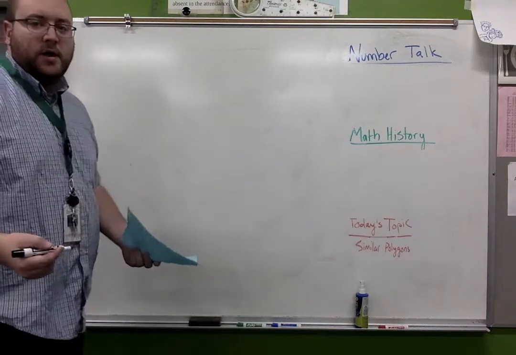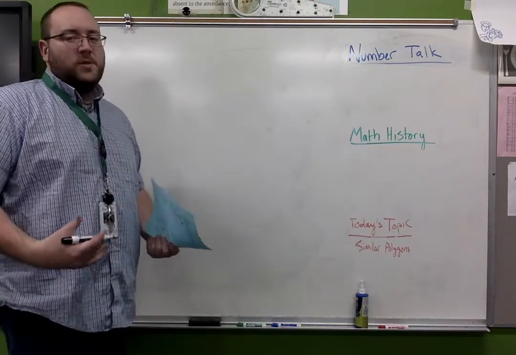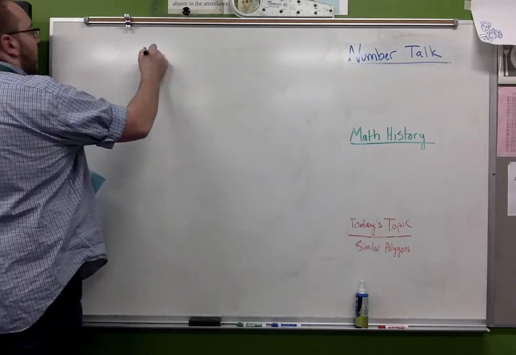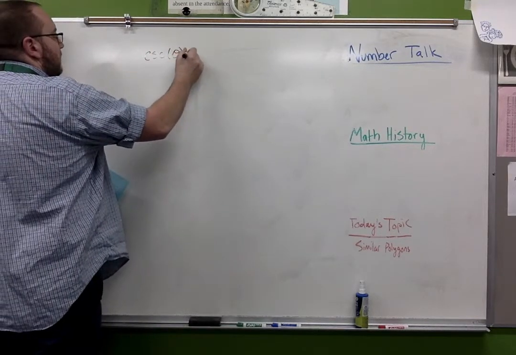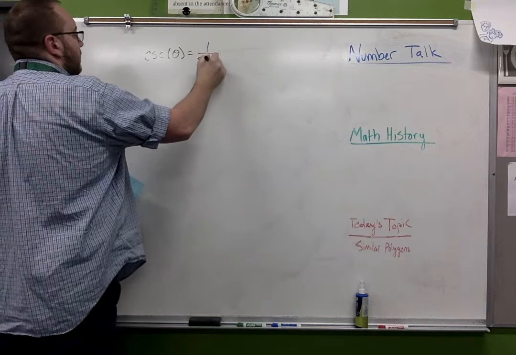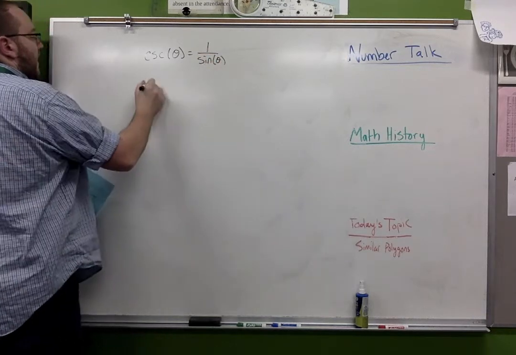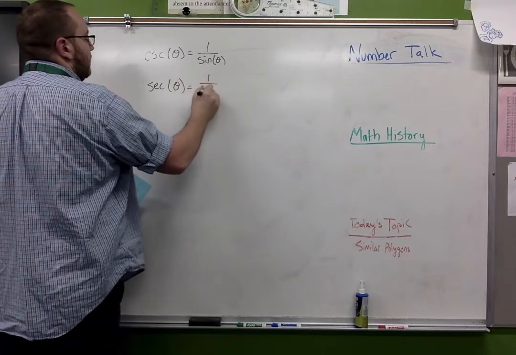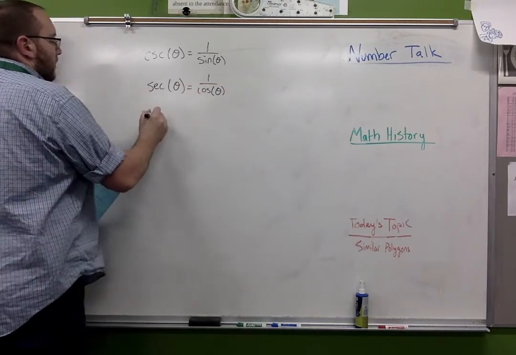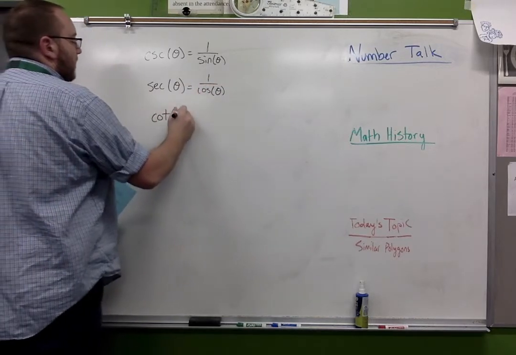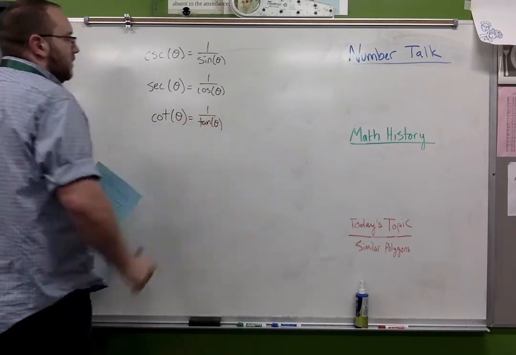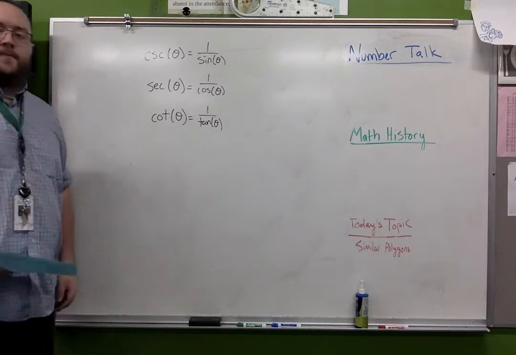There's some identities you already know. You just didn't know what identity was, and so we called them definitions. Okay. For example, cosecant of theta is 1 over sine. And secant of theta is 1 over cosine. And cotangent of theta is 1 over tangent. Okay, those are identities. It's always true.